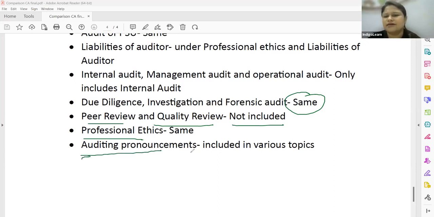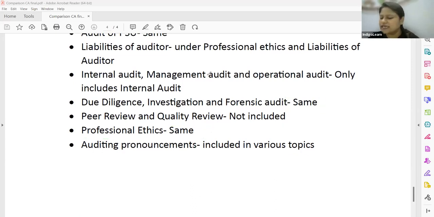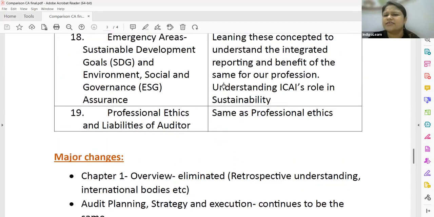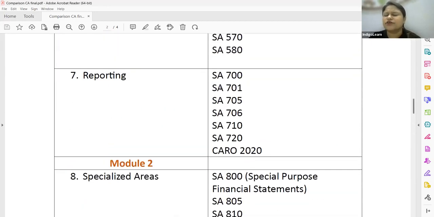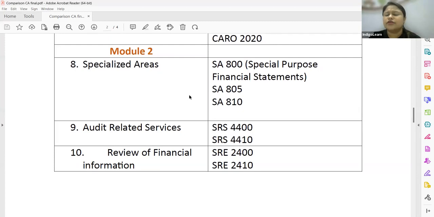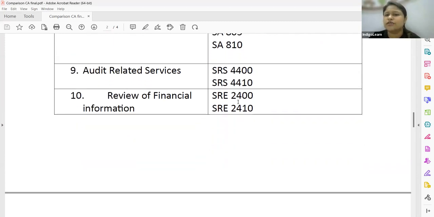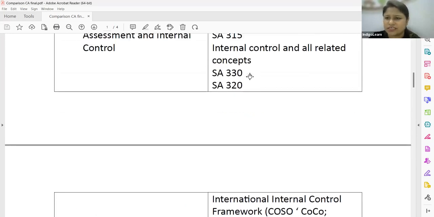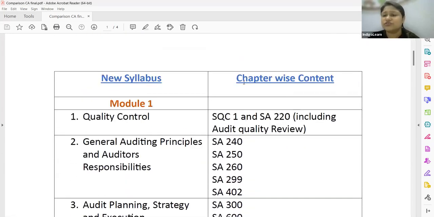Auditing pronouncements are not eliminated, obviously they have to be there, but now they are properly brought into various topics. So in every single chapter you study, all the standards on auditing, all the guidelines, all the statements relevant in those particular areas have been taken as part of the respective chapter itself. When you talk about reporting, all these pronouncements are here. When you talk about specialized areas, these pronouncements are included in this chapter. So we cannot say they are removed. Obviously that cannot be, because that's the very basics of auditing. So all that has been properly structured.